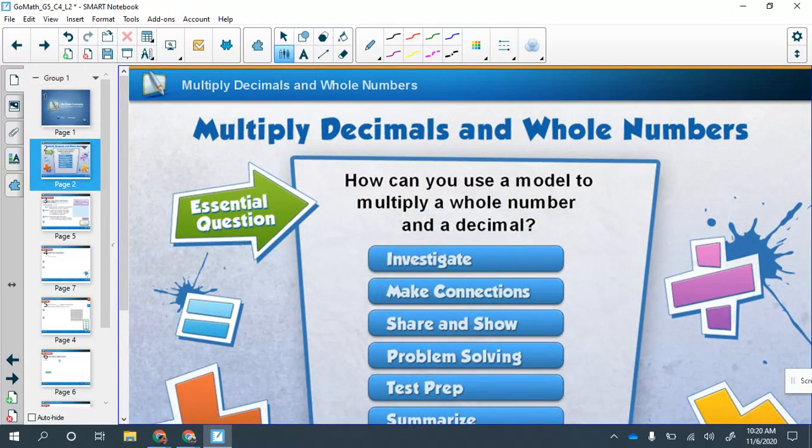All right, today we're going to look at Chapter 4, Lesson 2, and we're going to use a model to help us multiply whole numbers and a decimal.